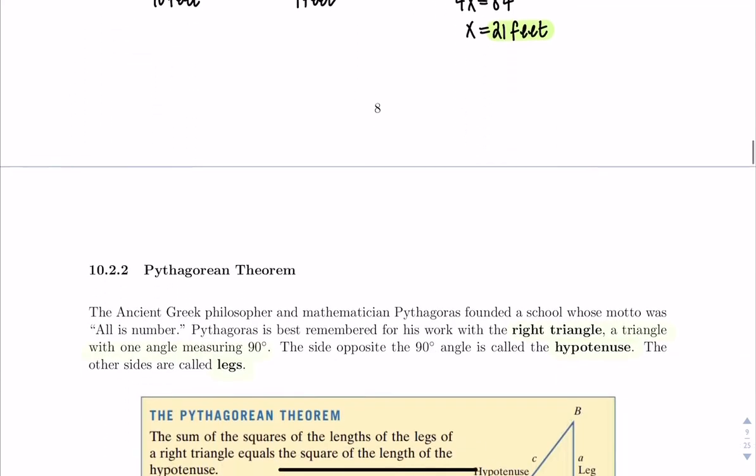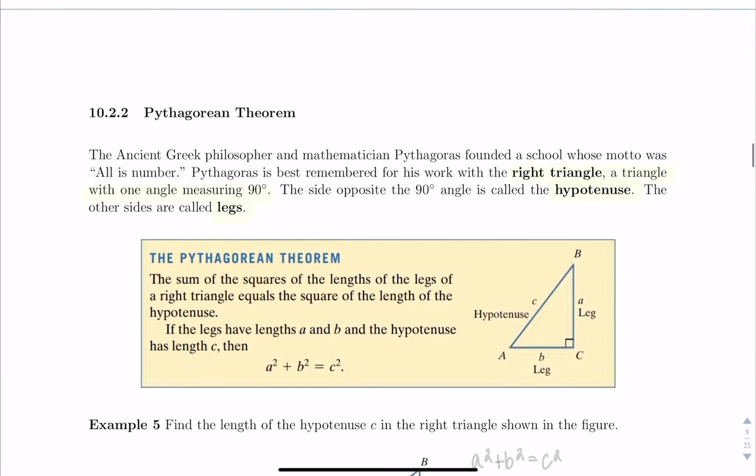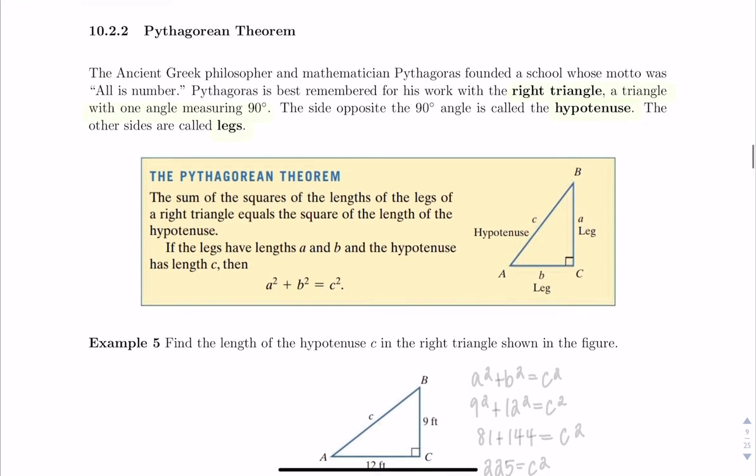The ancient Greek philosopher and mathematician Pythagoras founded a school whose motto was "all is number." Pythagoras is best remembered for his work with the right triangle, which is a triangle with one angle measuring 90 degrees. The side opposite the 90 degrees is called the hypotenuse, and the other sides are called legs. So the sum of the squares of the lengths of the legs of a right triangle equals the square of the length of the hypotenuse.